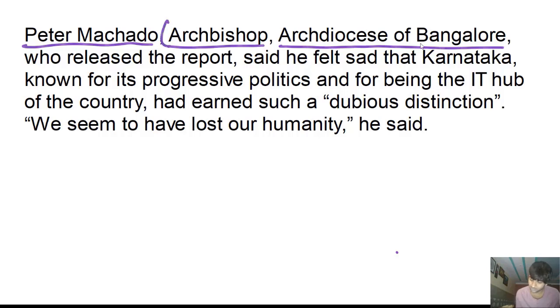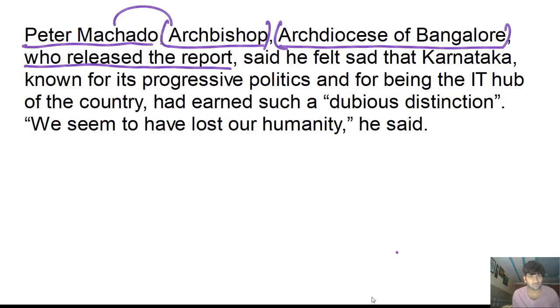Now we have two pieces of information separated using commas about this person, Peter Machado: Archbishop, and Archdiocese of Bangalore. Now we have another piece of information about him using an adjective clause: who released the report. This is a dependent clause working as an adjective. Peter Machado, who released the report, said. This is the subject and this is the verb. You can take all these pieces of information out of the sentence and the sentence will still make sense.